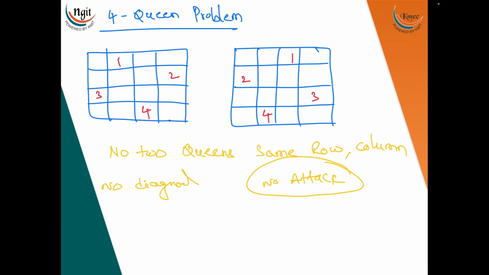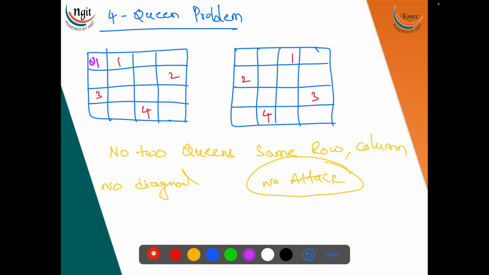So when I wanted to place Q1 over here, that means I have placed Q1 in the first column. So I have the root and I came for second node generation. So the second node is what? Q1 is at the first column. Now when Q1 is in the first column, you cannot place Q2 in the first column. Q2 can be in the third column or the second column.